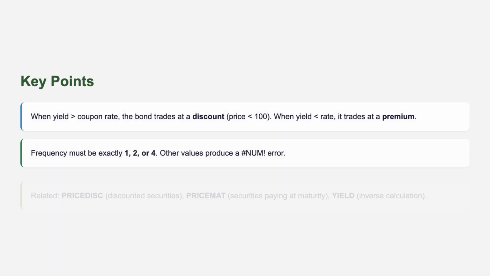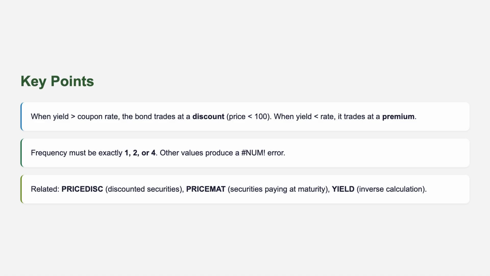Key points to remember. First, when yield is greater than the coupon rate, the bond trades at a discount, meaning the price is below 100. When yield is less than the rate, it trades at a premium. Second, frequency must be exactly 1, 2, or 4. Any other value produces a #NUM! error. Third, related functions include PRICEDISC for discounted securities, PRICEMAT for securities paying at maturity, and YIELD for the inverse calculation.